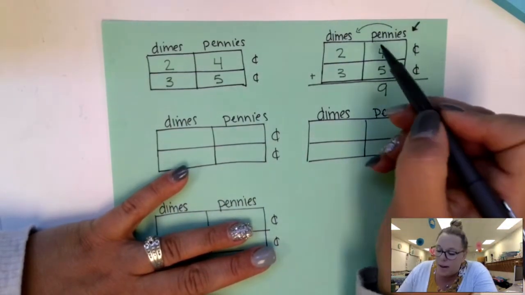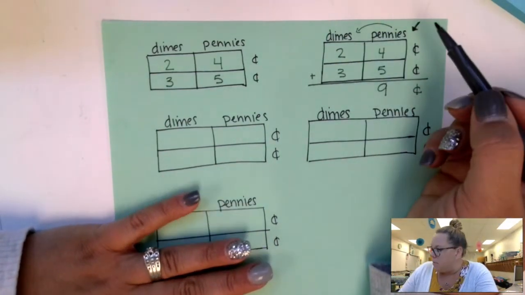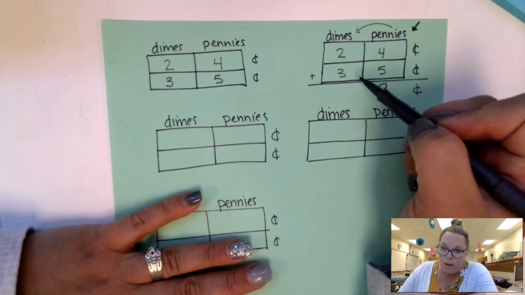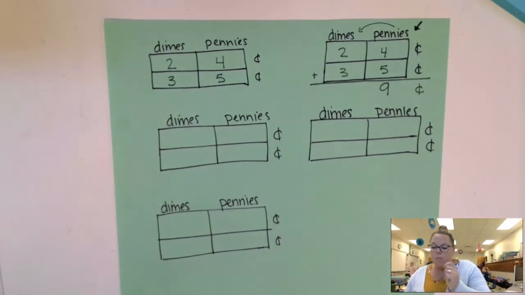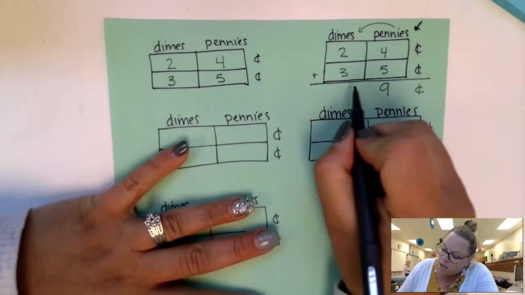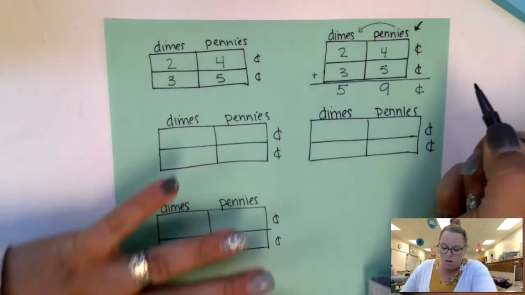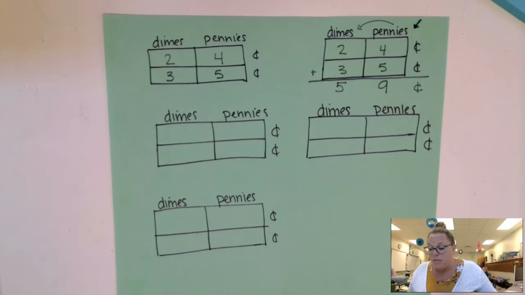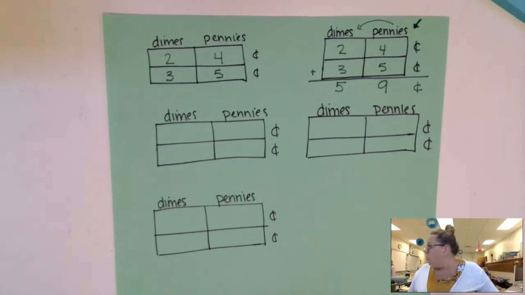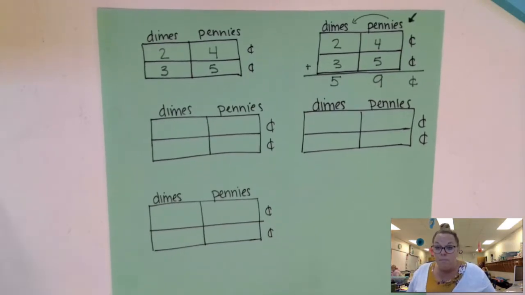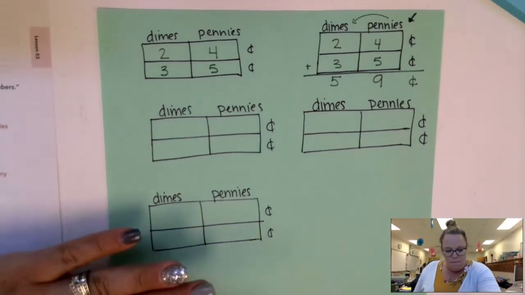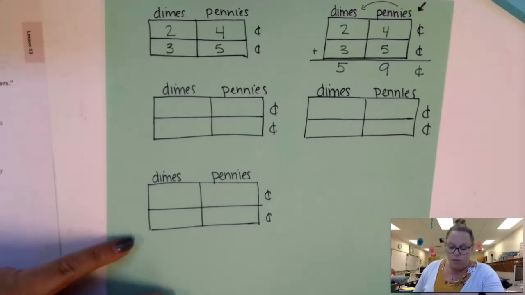We dealt with the pennies, now we need to deal with the dimes. 2 plus 3. We had 2 dimes and we added the 3 more in. How many total dimes do you have? You have 5 dimes. So how much total money is that? It's 59 cents. Okay, so another way to show that, I'll put down here.